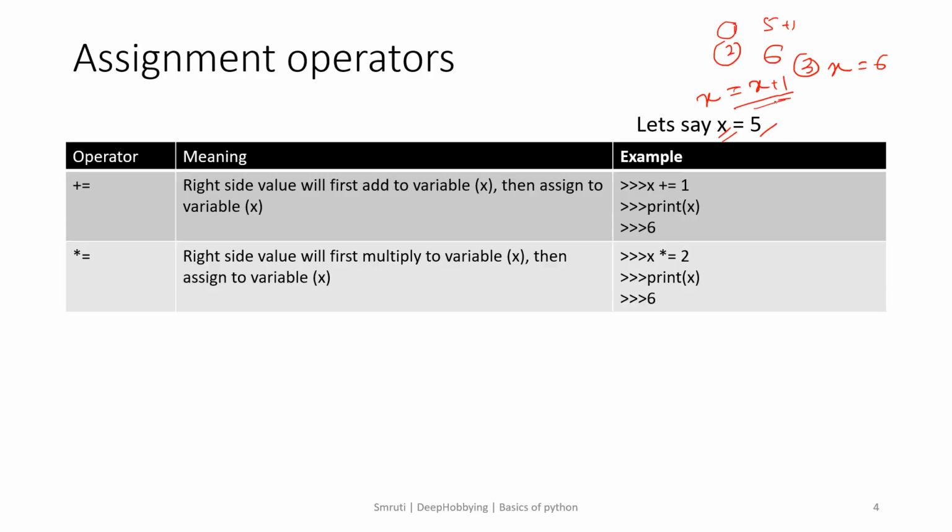The whole operation you can represent using a very abbreviated expression, x plus equal to 1. And the flow of operators will happen from left to right. So here first the addition will happen. Here x equal to 5, so 5 plus 1 equal to 6, and then the value of 6 will be assigned to the same variable x.